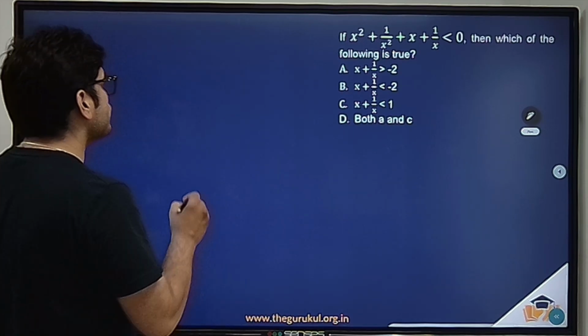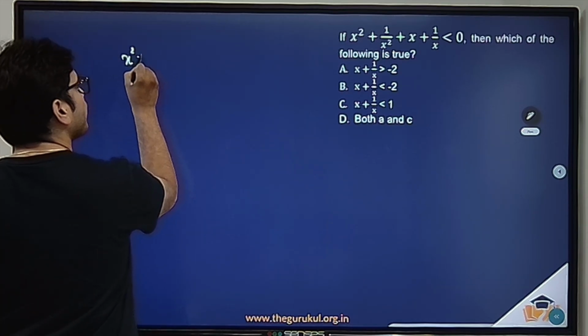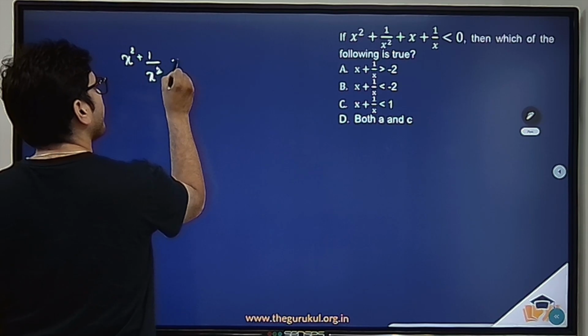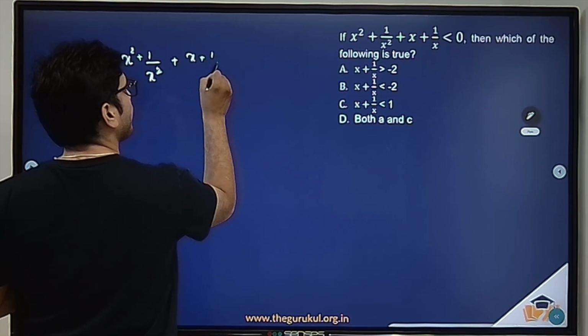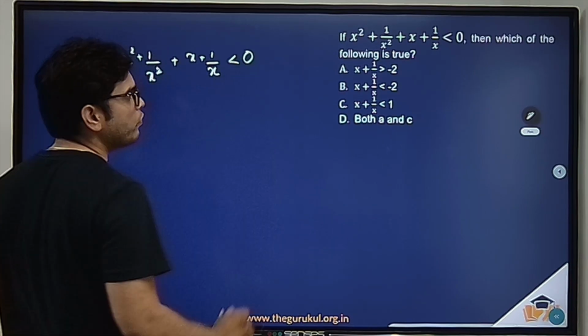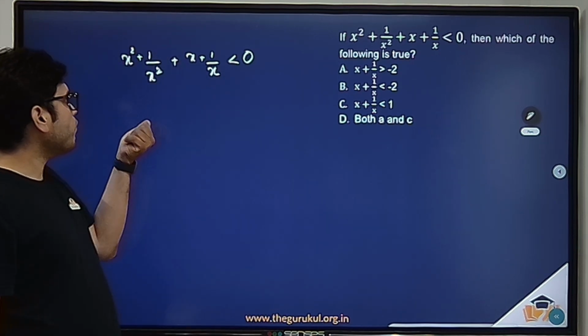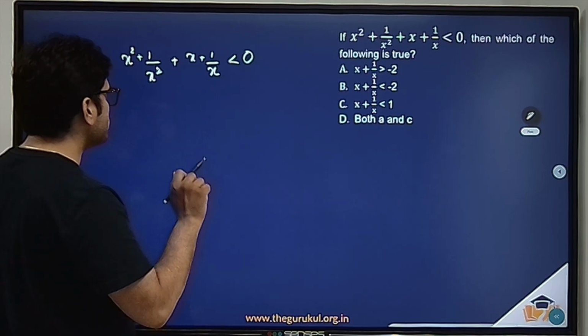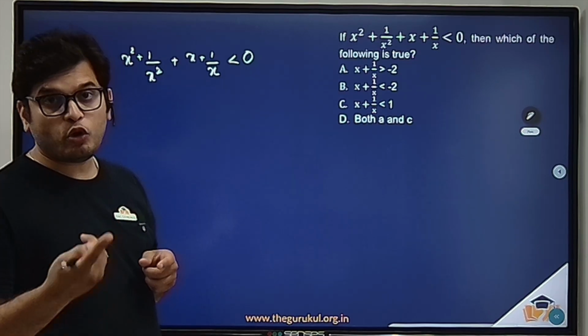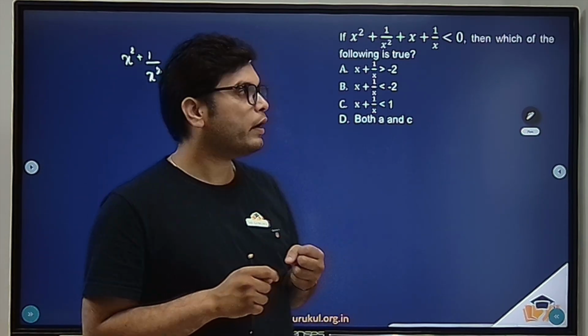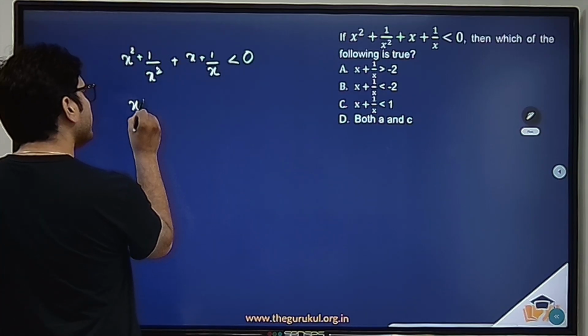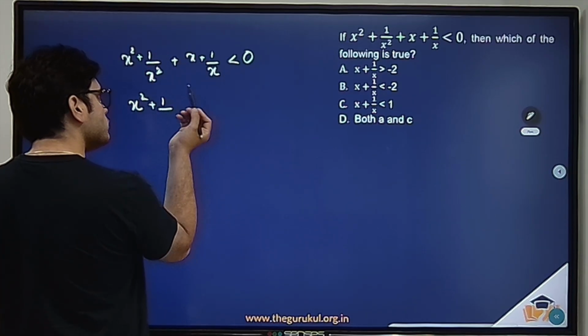Now coming to the second question. Given that x square plus 1 by x square plus x plus 1 by x is less than 0, which of the following is true? Now whenever you have x square plus 1 by x square, always either try to add 2 or subtract 2. Now here I will be adding 2 to both sides of the inequality.